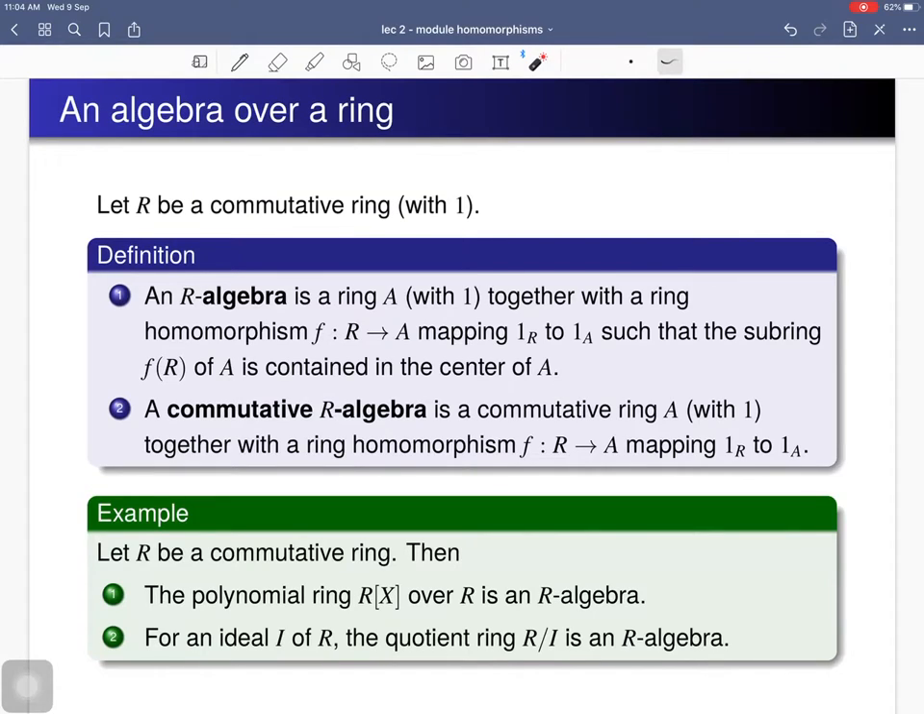Another example: you consider an ideal I of R, then the quotient ring R mod I. So this is also an example of an R algebra, because you can define a map like this. So you can have this natural projection map. So R goes to R bar, and it maps the identity element of R to the identity element of R mod I, and of course you are working in a commutative ring. Okay, so R mod I is an R algebra.